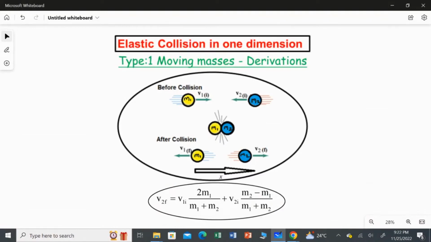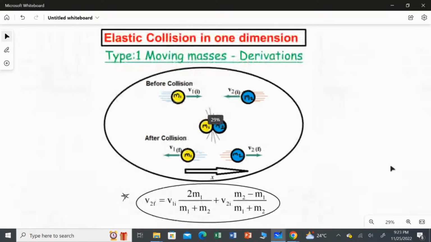In this video, I'm going to explain the derivation for finding the final speed of the second mass. Actually, this is the continuation of the previous video. In the previous video, I explained how we got the final speed of the first mass. Here, I'm going to explain how we are going to find the final speed of the second mass, so that means we are going to get this equation finally. It's very easy.